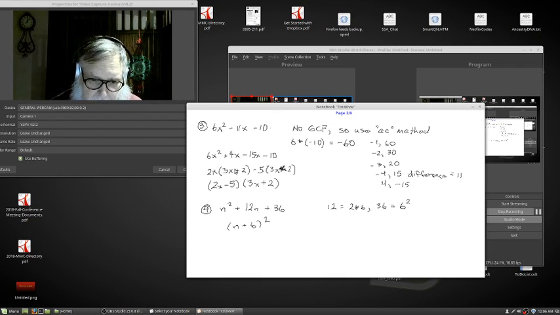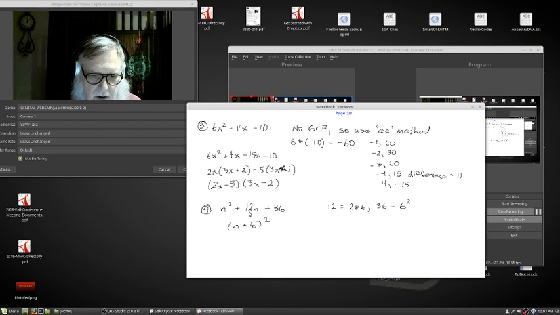So at any rate, we have 3x plus 2 as a factor of both of these, so we pull it out, and we get 2x minus 5 times 3x plus 2, and that's what it factors into. We're always trying to factor into either a monomial or a binomial.